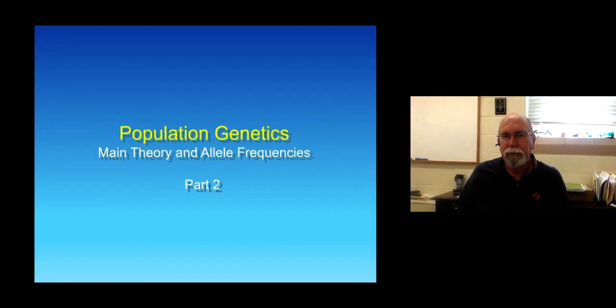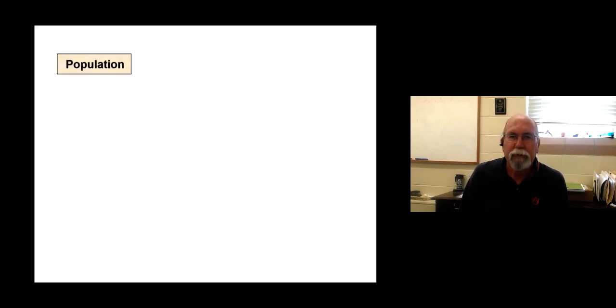Now that we've introduced some ideas about why population genetics, the fourth big area of genetics, might be important or interesting, it's time to think about some of the theory. And also, we're going to use that theory, so you're going to need to be able to calculate allele frequencies. We're going to talk a little bit about that. So first, a couple of definitions.